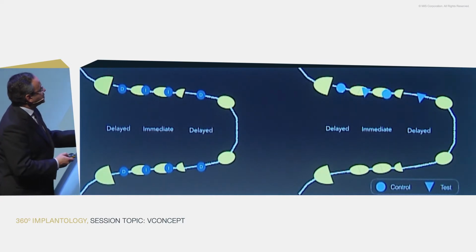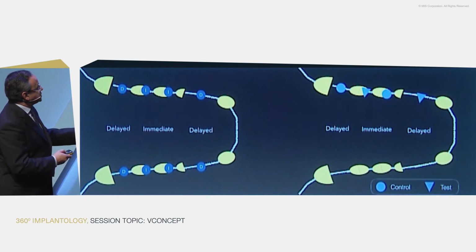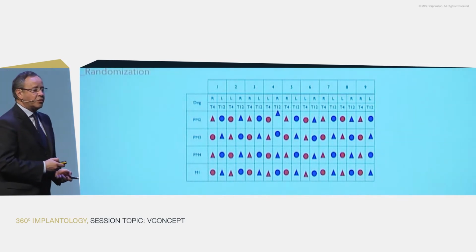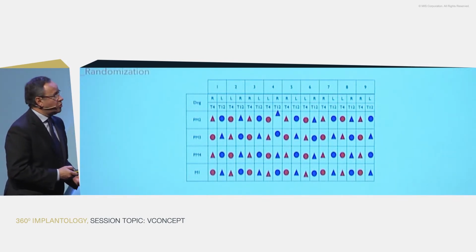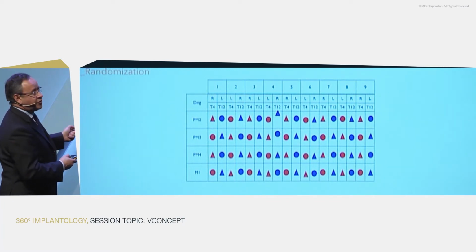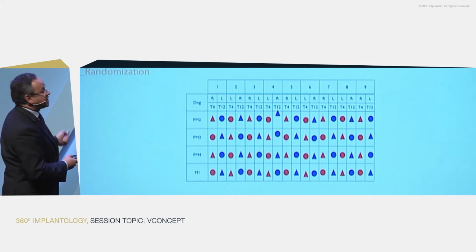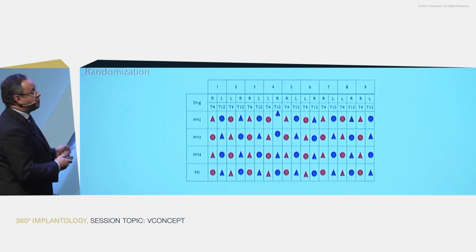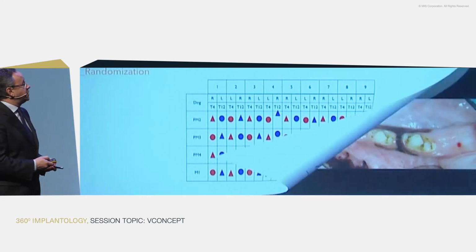So we placed delayed implants in the distal and in the mesial, and we extracted the mesial roots of P3 and P4, and we placed immediate implants in both sockets. Of course, we randomized for experimental and control, and here you have all the dogs, and here you have right and left mandible, and here you have the sites that we used. PM2 and M1 are the delayed implant sites, and PM3 and PM4 are the immediate implant sites.